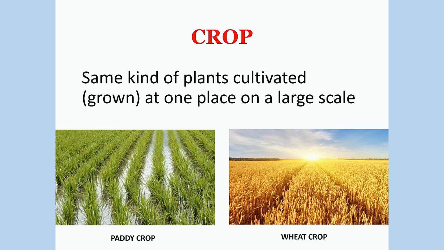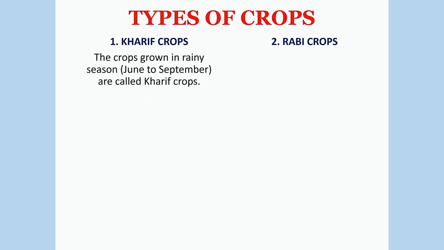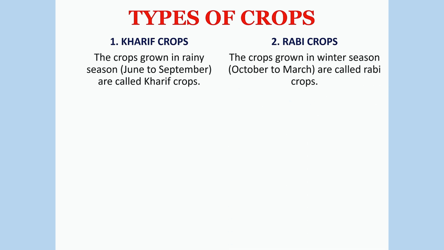Now in India, based on seasons, we have divided the crops into two types. The first one is kharif crops. Second is rabi crops. The kharif crops are the crops which are grown in rainy season, that is June to September, whereas the rabi crops are grown in winter season, October to March.